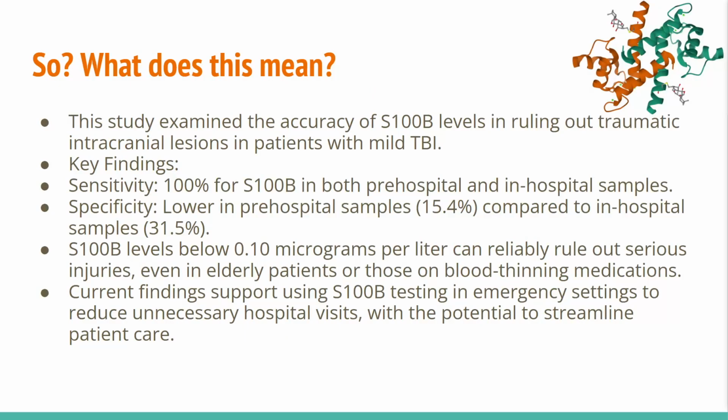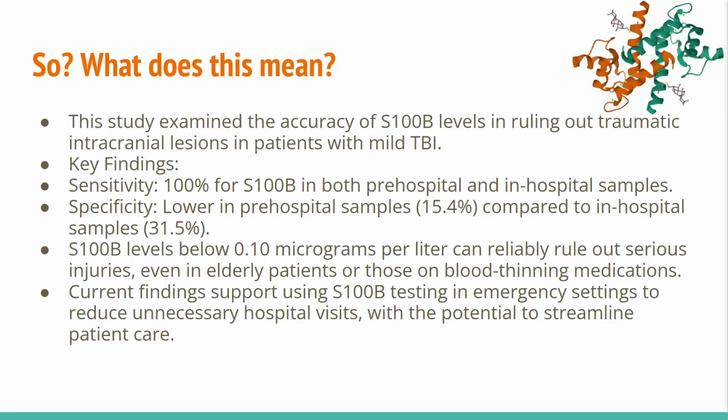So basically, what was this all for? What does this tell us? The study dives into how the protein S100B is used in diagnosing mild traumatic brain injury and how it can be tailored for clinical settings. The key findings revealed that S100B levels above 0.10 micrograms per liter demonstrated a striking 100% sensitivity in identifying traumatic intracranial lesions. While the specificity was lower in pre-hospital samples at 14.4% compared to 31.5% in in-hospital samples, this emphasizes S100B's potential role in emergency care.